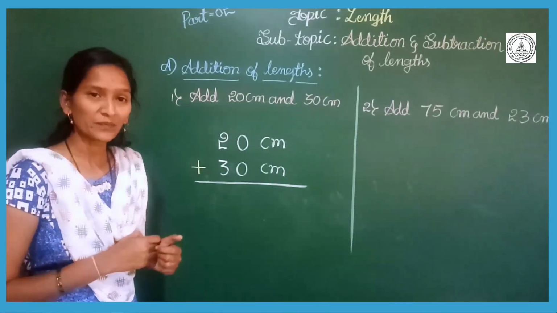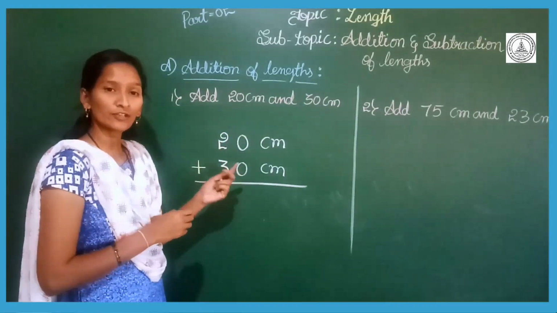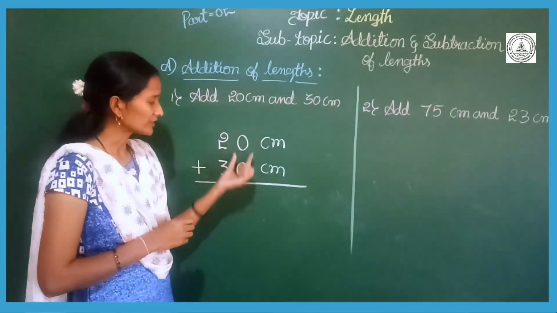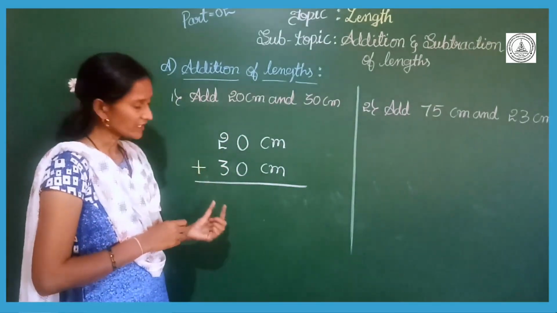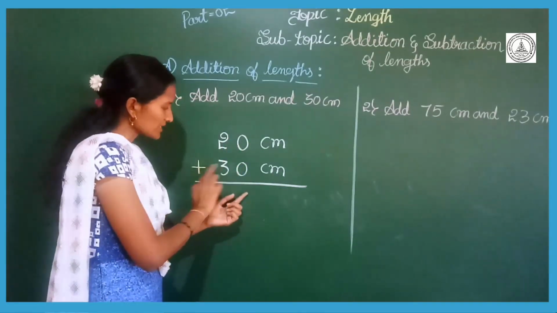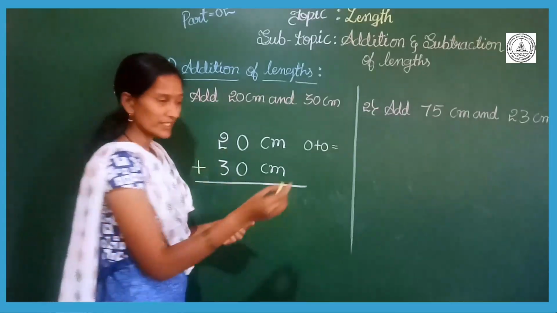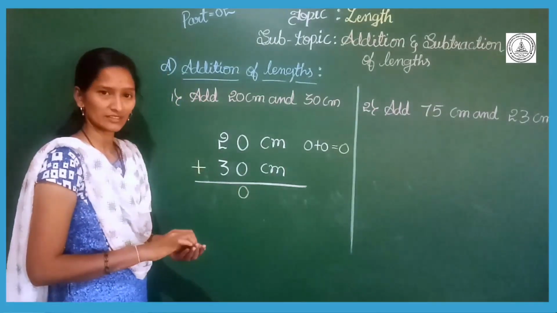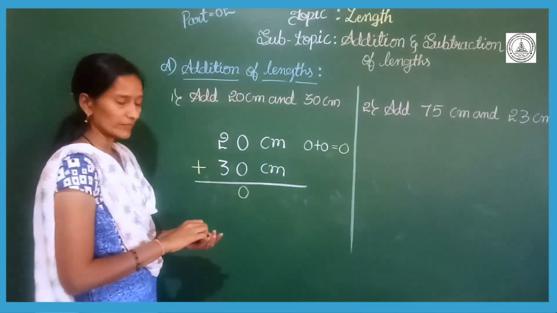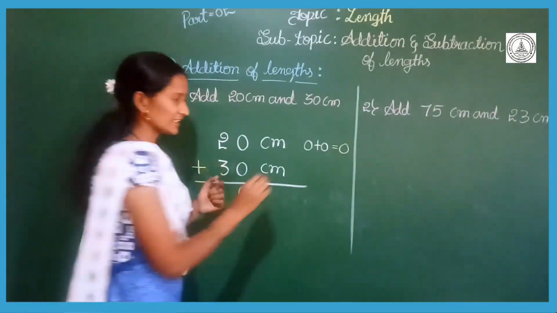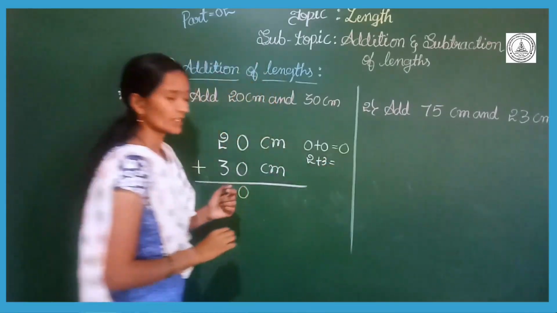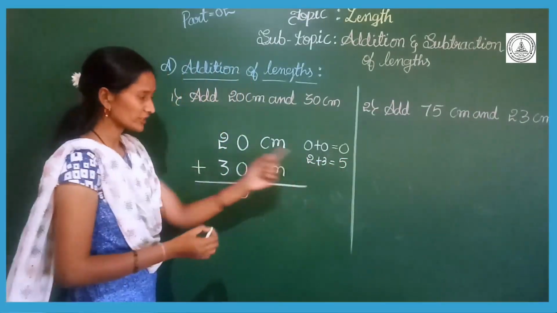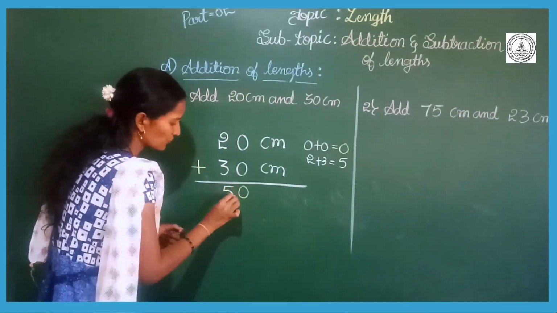Next, what is the next step? You have to add the numbers from the ones place and then the tens place, right? Here there are only 2-digit numbers. So first add the numbers in ones, later tens. First we add 0 plus 0. What is 0 plus 0? 0 plus 0 is again 0. So write this 0 below these numbers. Next step, come to the tens column. 2 plus 3. What is 2 plus 3? 2 plus 3 is 5. So write down this 5.